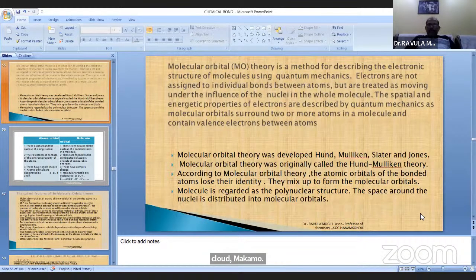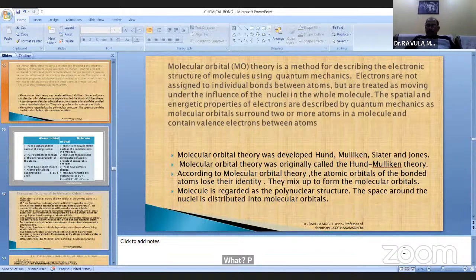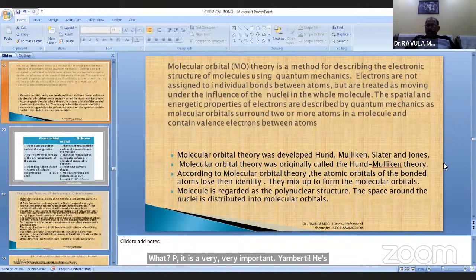So molecular orbital theory was developed by Hund, Mulliken, Slater and Jones. Hund and Mulliken proposed it and Slater and Jones developed it. So molecular orbital theory was originally called Hund-Mulliken theory. It is very, very important. MOT is originally called Hund and Mulliken theory.